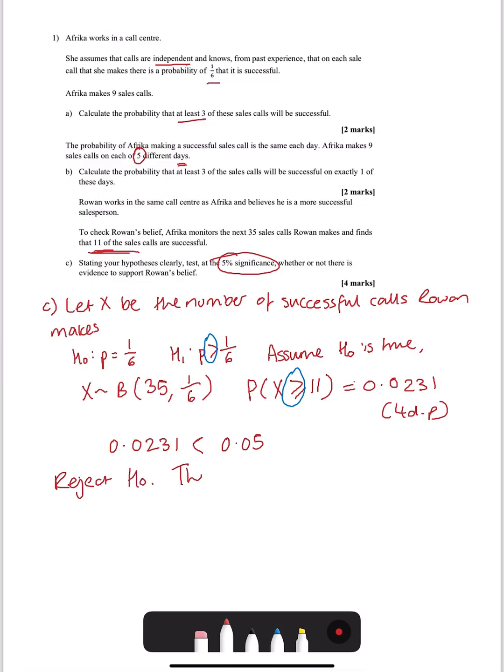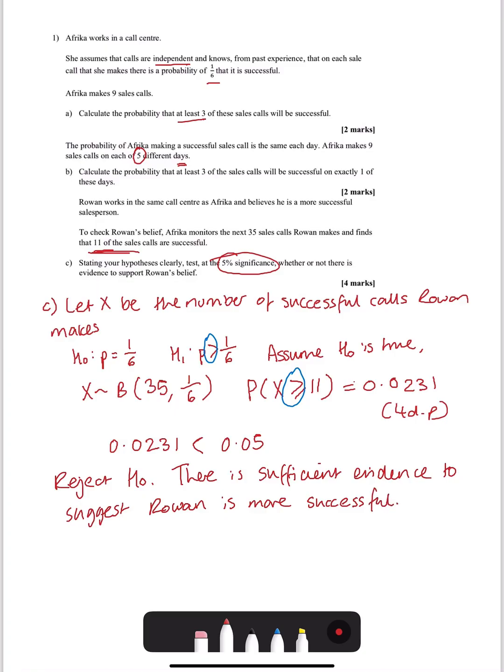And we need to write, there is sufficient evidence to suggest Rowan is more successful. We never say that a hypothesis is definitely true. We're just saying it suggests, there's evidence to suggest it.